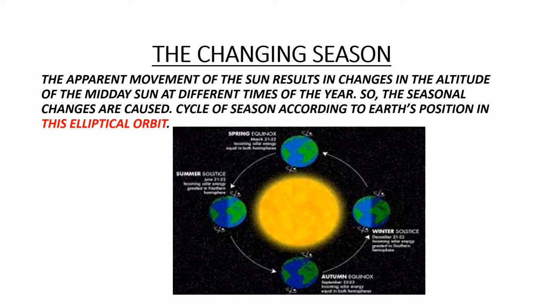The apparent movement of the sun results in changes in the altitude of the midday sun at different times of the year. So the seasonal changes are caused, the cycle of seasons according to the Earth's position in its elliptical orbit.